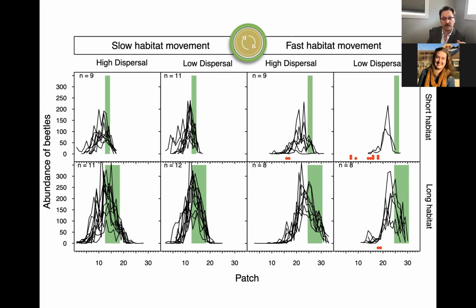And what we found, so you see the treatments here on the left half are slow habitat movement, on the right are fast habitat movement. And so the first thing we see is more asymmetry when we add motion. So just adding motion added asymmetry to the population and lowered the total abundance that the population was able to achieve. But then I also wanted to focus on this poor guy on the right, where it was low dispersal, small habitat, and fast movement, and 9 out of the 11 went extinct.